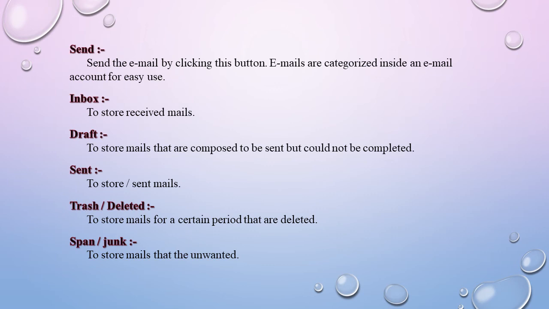Emails are categorized inside an email account for easy use. Inbox, to store received mails. Draft, to store mails that are composed to be sent but could not be completed. Sent, to store sent mails. Trash, deleted, to store mails that are deleted, for a certain period. Spam, junk, to store mails that are unwanted.